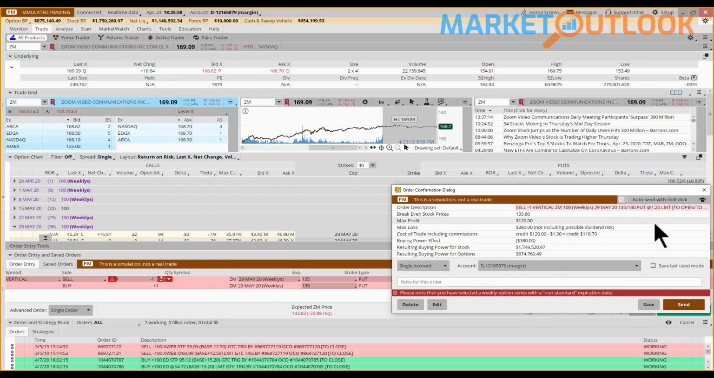For those of you that are newer to this option strategy, basically what's happening here is you can see on this order confirmation dialog box, our break-even price is 133.80. The stock is currently trading at 169. So we're giving ourselves a nice wide margin of safety.